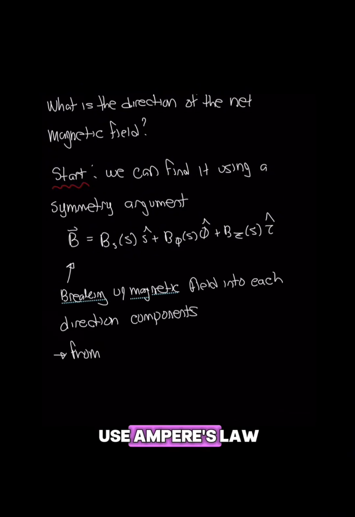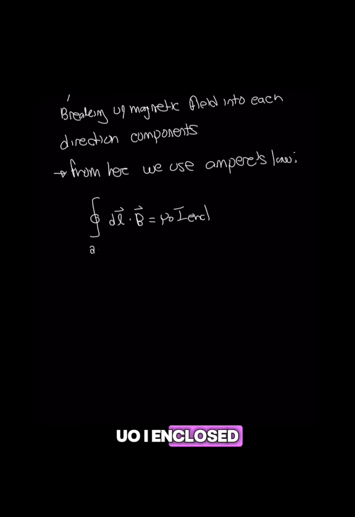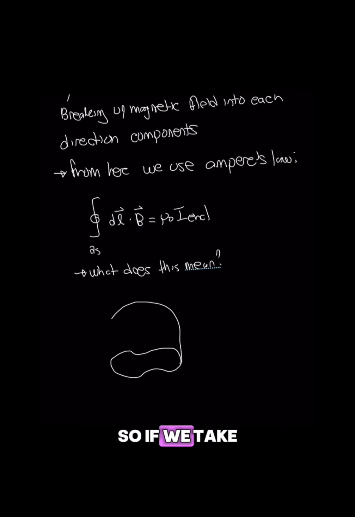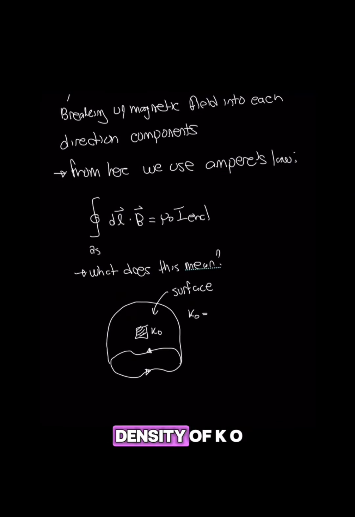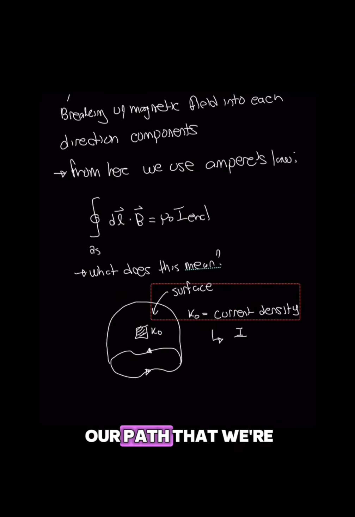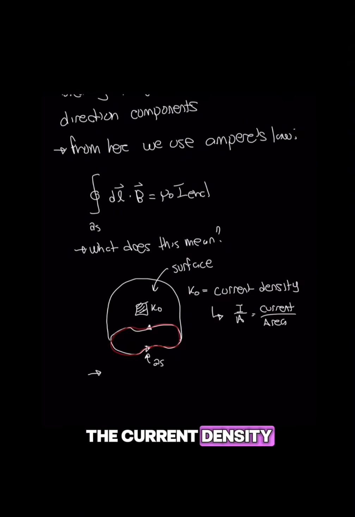From here, we can use Ampere's law, which states that the integral of dl dot B is equal to mu 0 I enclosed. But what does this mean? So if we take a random arbitrary surface here with a surface current density of K0, delta S is going to be our path that we're going to be taking the integral on, and K0 is going to be equal to the current density, which is also equal to the current divided by the length.